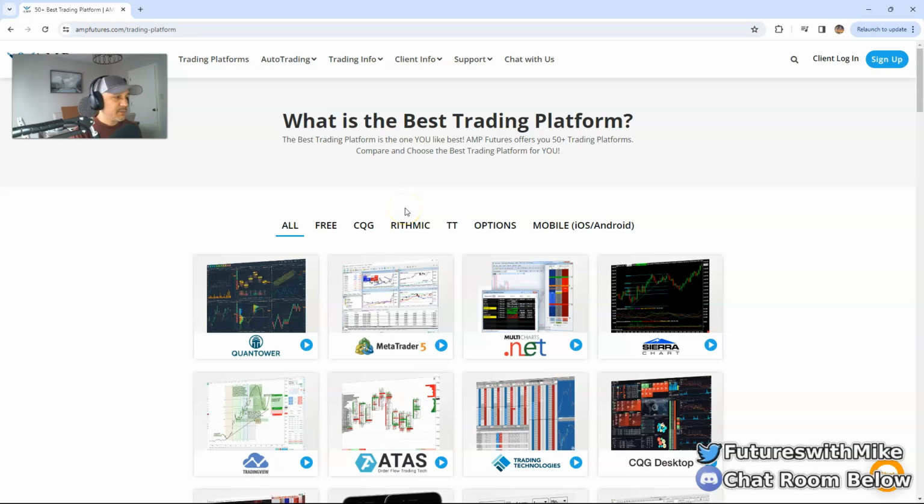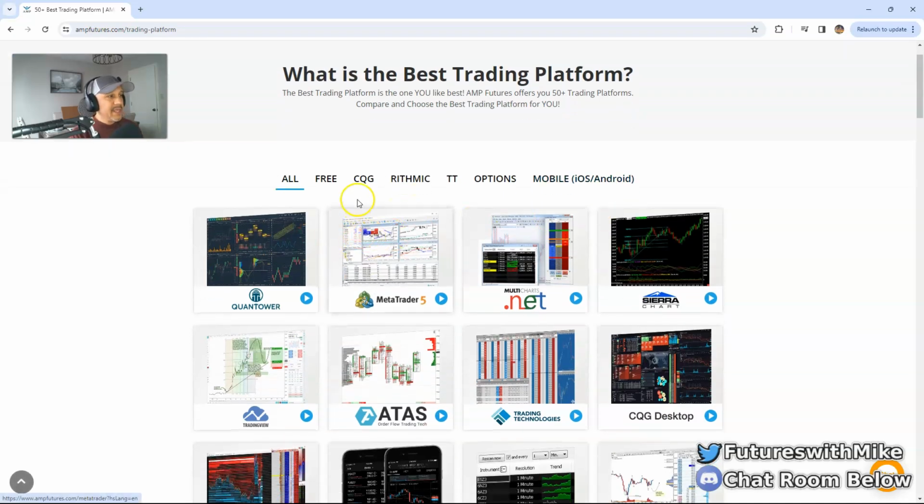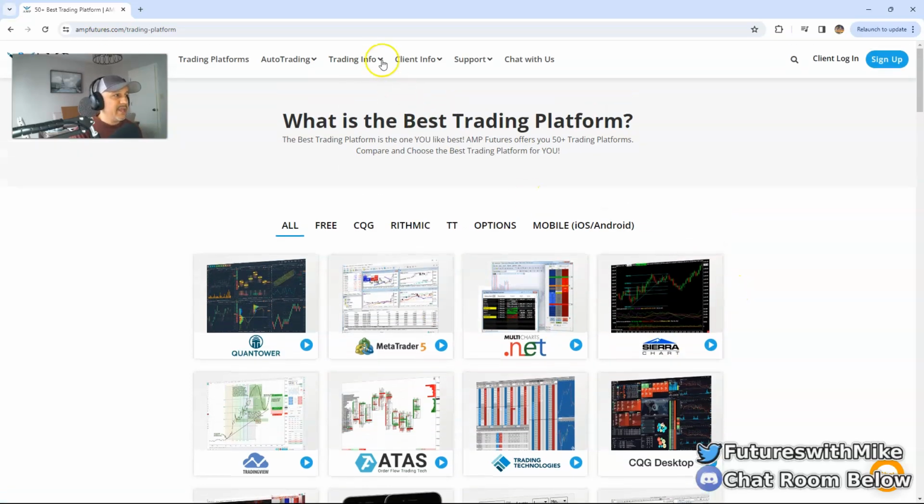And if you choose them as your broker, these are the data providers or data feed providers they offer: CQG, Rhythmic, TT. My trades are routed through CQG, using AMP and NinjaTrader as my broker. But they offer Metatrader 5, okay, if you want to trade futures and use AMP as your choice of broker. Again, you want to definitely find out what the margins are. That's the amount of money you're going to need per contract to trade, okay.